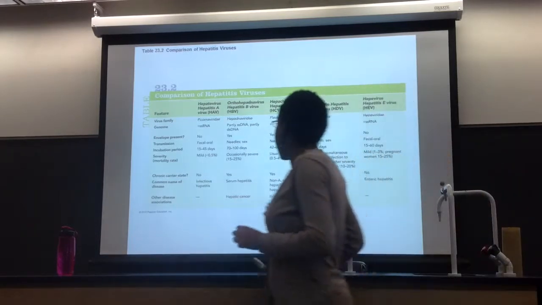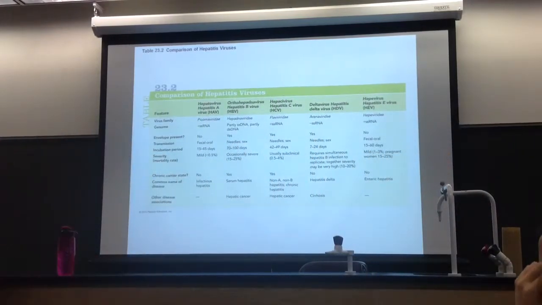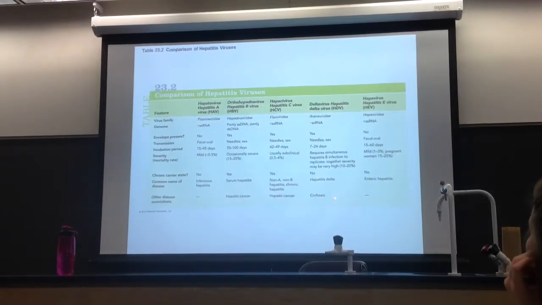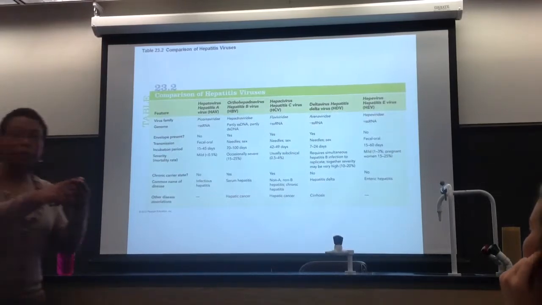Okie dokie. In terms of serious complications, again, Hep A and Hep E rather, none, right? You clear it out. However, with Hep B, well, all of them, so all three of these guys here in the middle, you can have liver damage, basically cirrhosis, right? Or you can end up with liver cancer, all of which can lead to death.